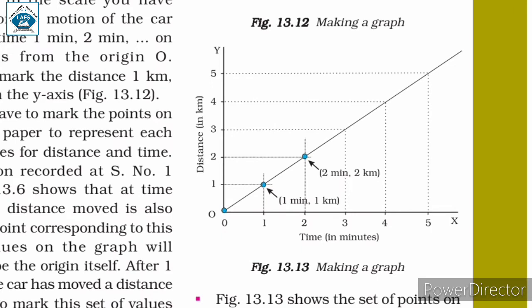So just like we saw making a graph, here in figure 13.13 also we are given the distance time graph. Just like we learned, here along the x-axis time is indicated, और यहाँ पर along the y-axis the distance, which is in kilometer, is represented. So now when all these points are joined, we get a straight line. So what we are told is, if the distance time graph is a straight line, that indicates that the object is moving with a constant speed.